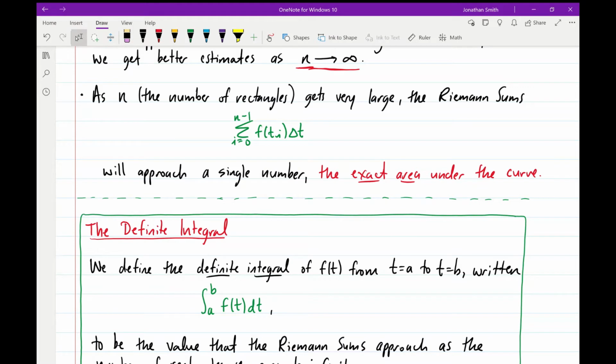Okay, and as n gets really large, these Riemann sums that we've now defined are going to approach a single number. So the more and more rectangles we use, these Riemann sums are going to close in on a specific number, and that specific number is going to be the exact area under the curve. So we're not going to prove in this class that these Riemann sums will actually converge or approach this particular number, but at least in nice cases they are going to, and in all the cases we're going to look at.